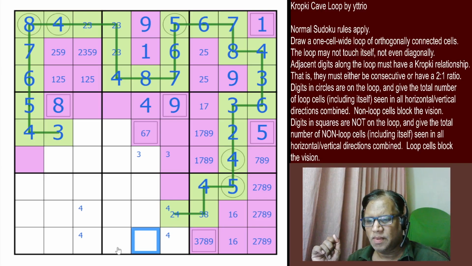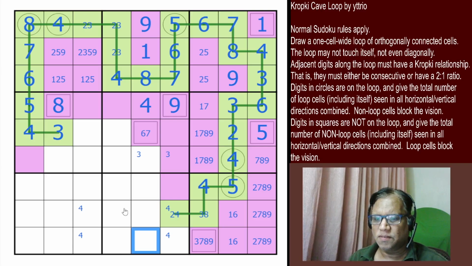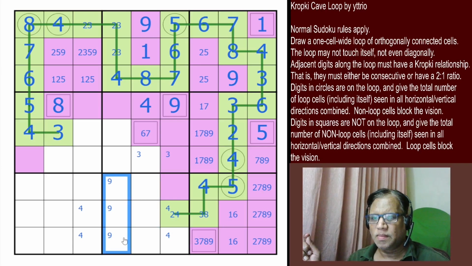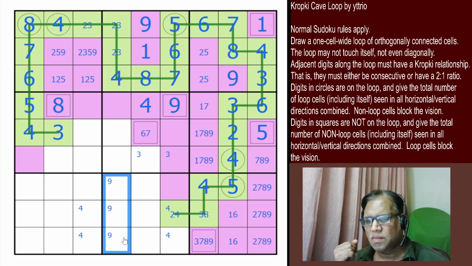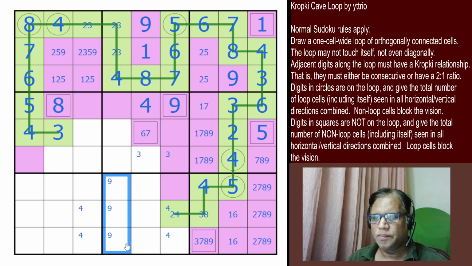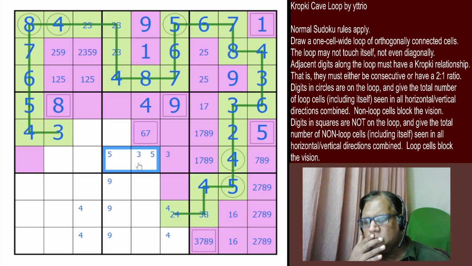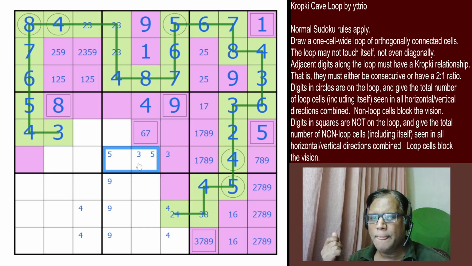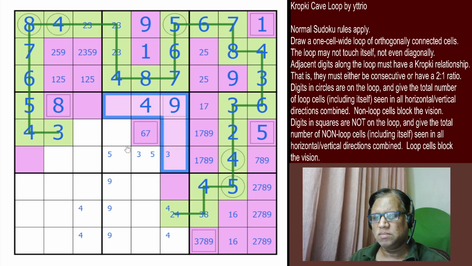Hmm. So 9 is somewhere here. 8 is not here. 8 is not here. 5 is also one of these. 6 is not here. 6 is somewhere here.